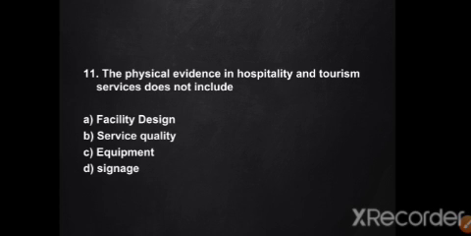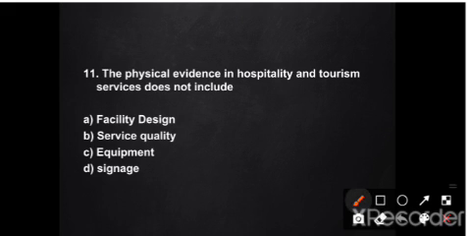The physical evidence in the hospitality and tourism services doesn't include A, facility designing, B, service quality, C, equipment, D, signage. The correct answer would be B. So we don't have any physical evidence for service quality. We don't have any proof to show that our service is good or bad. So it's an intangible thing.